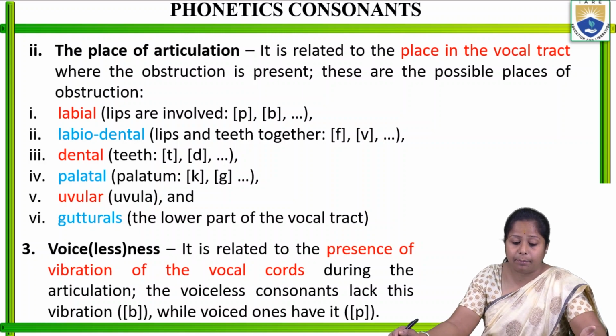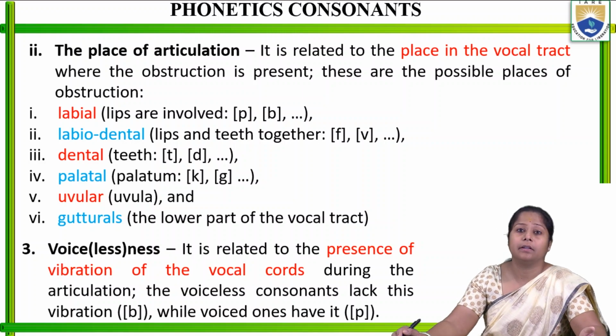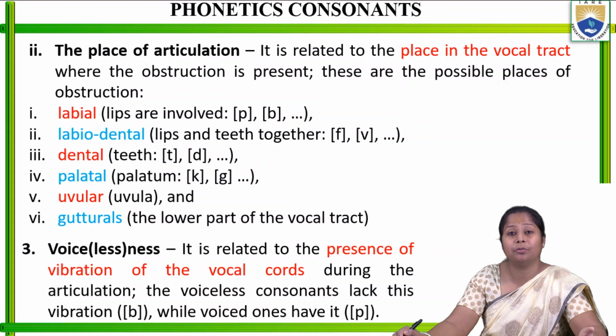The first type is labial, in which the lips will be involved. So when we say p, b, the lips are going to make some sound. That is called labial. That is a kind of articulation at the place.